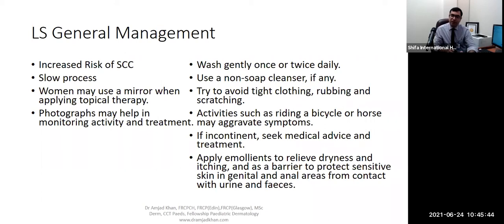And now, with regards to washing, gentle washing, non-soap cleanser, reducing irritation. Avoid tight clothing. Don't rub the skin. Tap it dry. Other activities like any local trauma, local rubbing, like with a bicycle seat, horse riding, can aggravate the symptoms in the groin area. Because it involves the groin and perineal area, if there is any issue with incontinence, seek medical advice. Moisturizers are usually used, and barrier cream, you can use zinc cream and other products as a barrier to protect the sensitive skin.